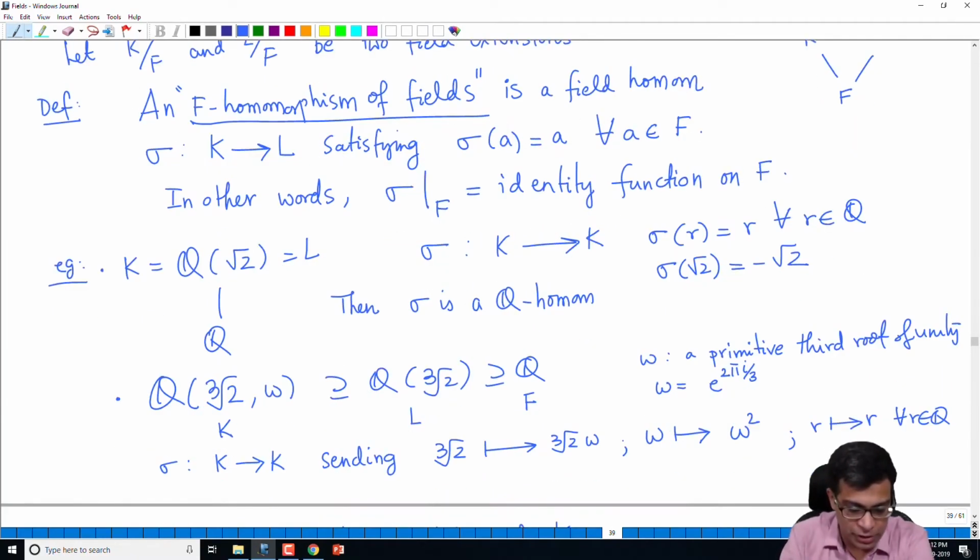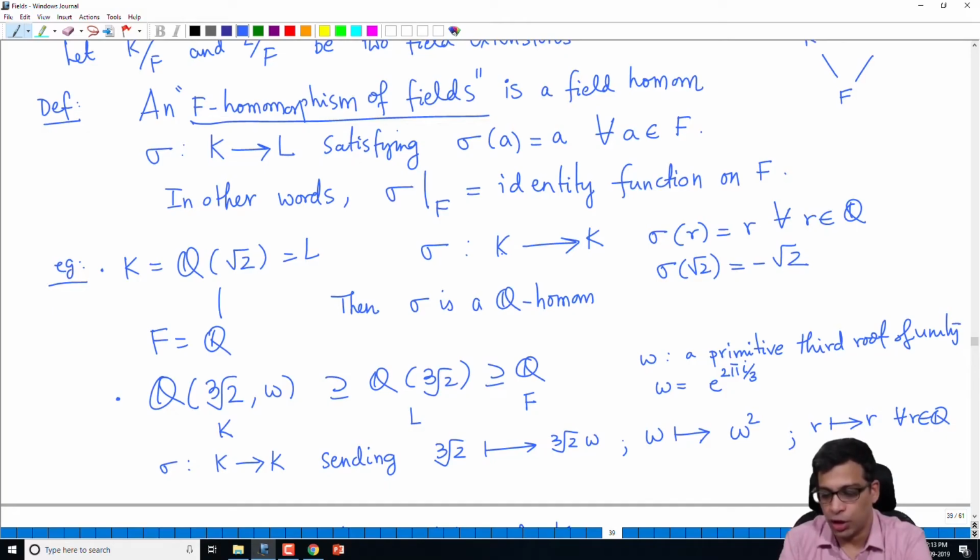So a couple of quick examples. You take the field Q adjoin root 2 over Q. Take that to be K and L, and F is Q, and look at the homomorphism which sends rational numbers to itself. Every rational number goes to itself, but root 2 maps to minus root 2. Remember that every element of K is a polynomial in root 2 with coefficients in Q. So if I tell you what the image of r is for every rational number r and what the image of root 2 is, it suffices to completely and uniquely determine what the image of every element of K is, because sigma is a field homomorphism.